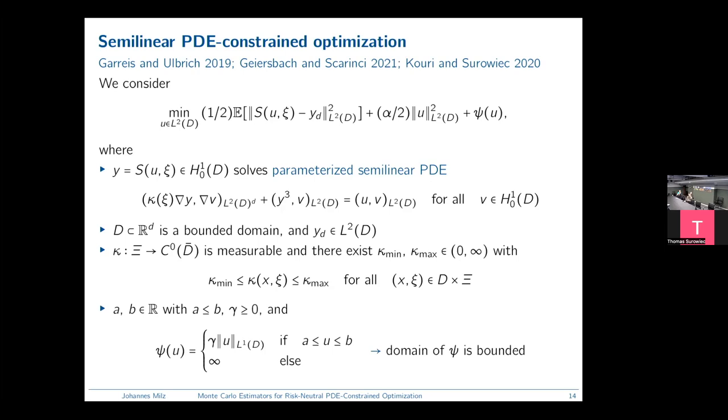And then this psi, so the example I've also used for the numerical simulations is a function that whenever u is between a and b, where a and b are scalars, then we obtain a scaled L1 norm, and otherwise it's plus infinity. So it's basically an indicator function of our box constraint set plus a scaled L1 norm. And for our construction, it will be important that the domain of this function is bounded. So this is a useful observation.